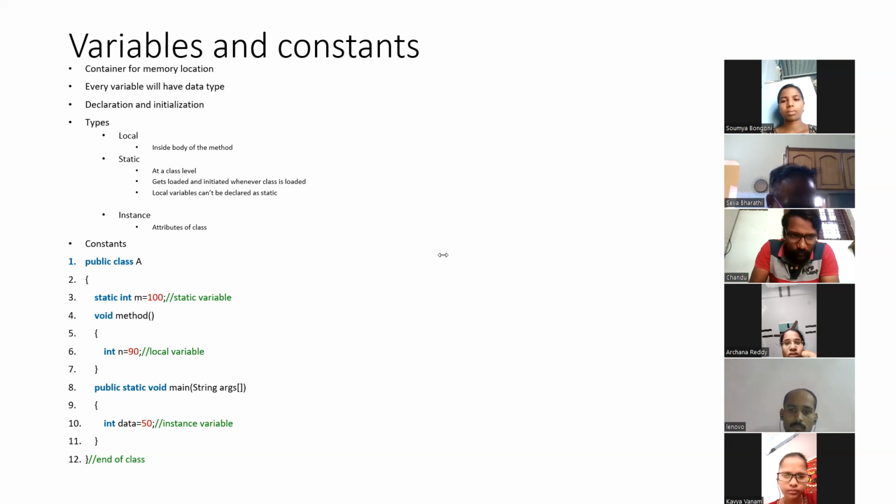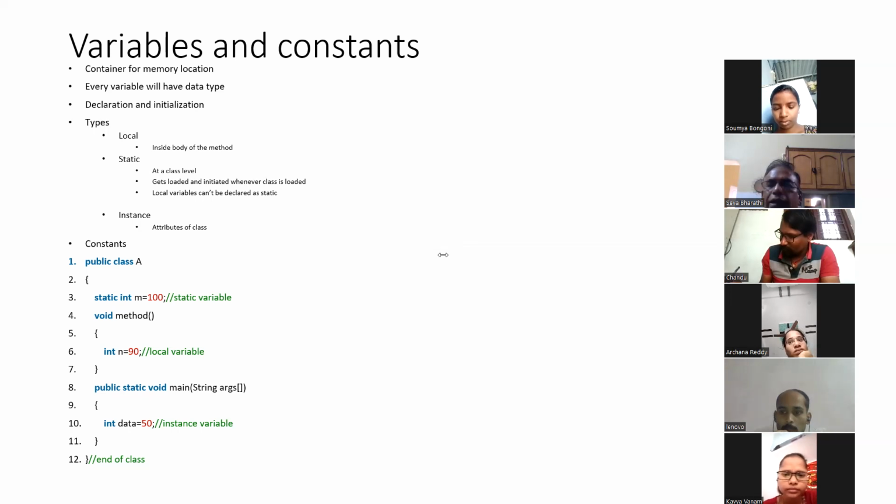So what exactly is a variable? What is the definition of a variable? The purpose of a variable is to store the data, but what exactly is a variable? It's like a container, sir. Exactly. A variable is a container, for a memory location.